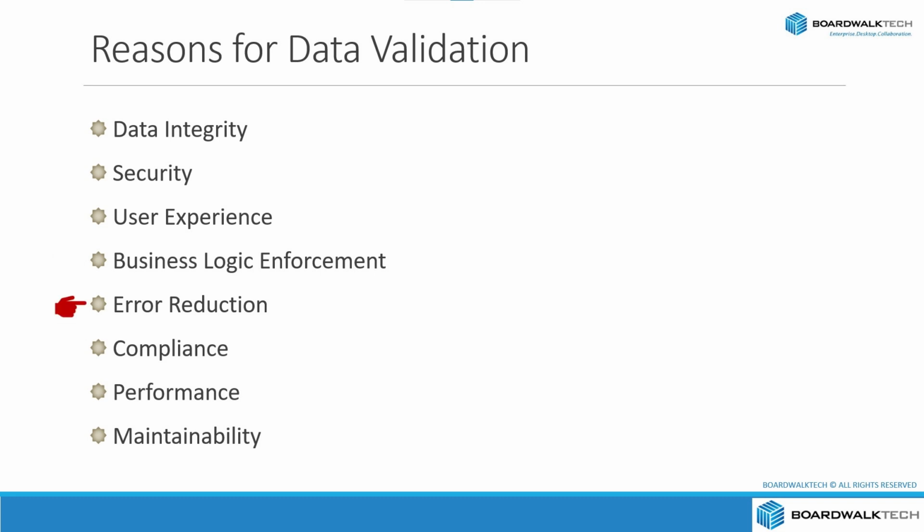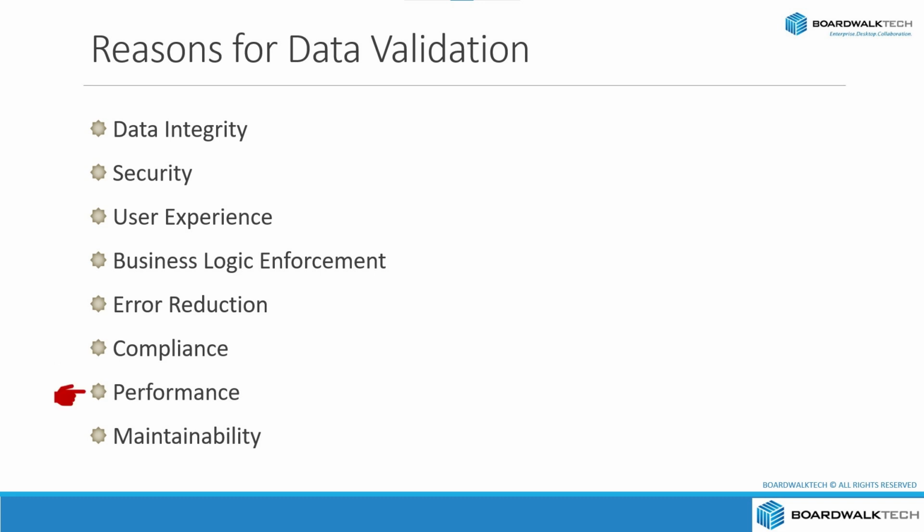Validating data early in the process helps catch errors before they propagate through the system, reducing the likelihood of more complex issues arising later. Compliance. Many industries have regulatory requirements that mandate certain validations to ensure compliance with standards and laws. For instance, validating the format of email addresses, phone numbers, and other personally identifiable information, or PII.